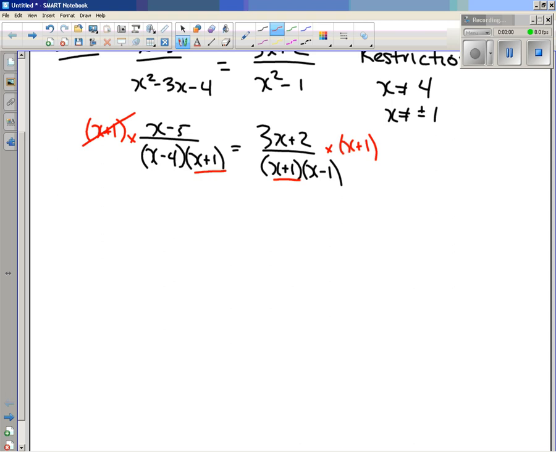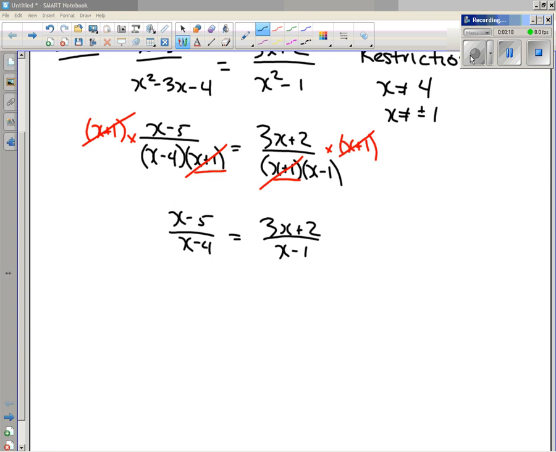So here I can cancel. These guys are going to cancel out. They're going to cancel over here, and I can get an equivalent expression of (x minus 5) over (x minus 4) equals (3x plus 2) over (x minus 1). So now we have an equation with one term on each side. Both terms have a denominator.